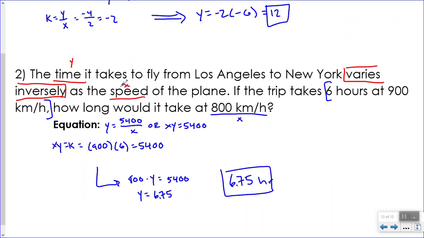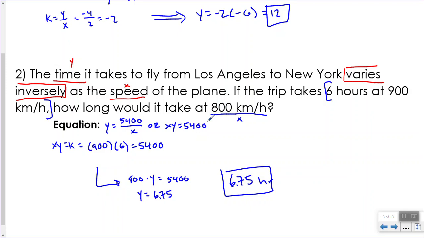Alright, so we've already identified that this is an inverse variation. So our k value, our constant, is going to be equal to x times y. So that's 900 times 6, and we get 5,400. So our equation can be either y equals 5,400 divided by x, or xy equals 5,400.